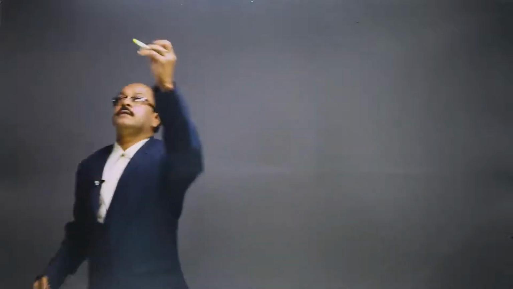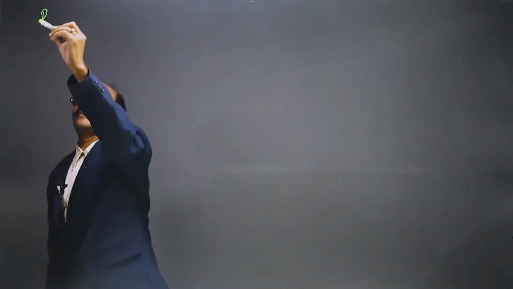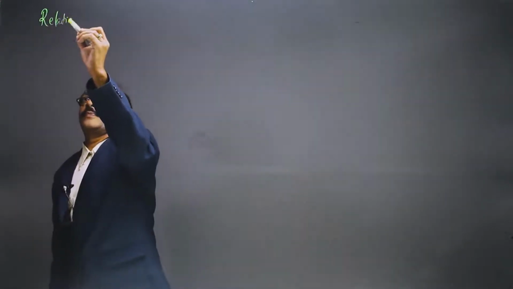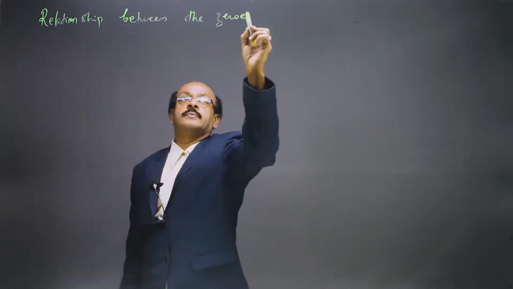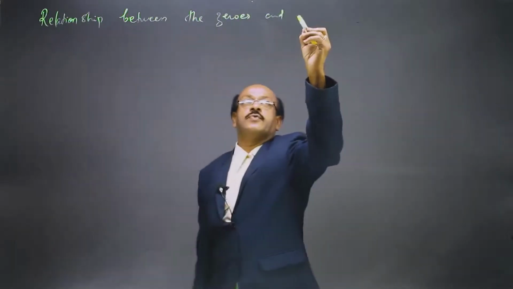Polynomials.com. Next is the relationship between the coefficients and zeros of a polynomial. Relationship between the zeros and coefficients of a polynomial.